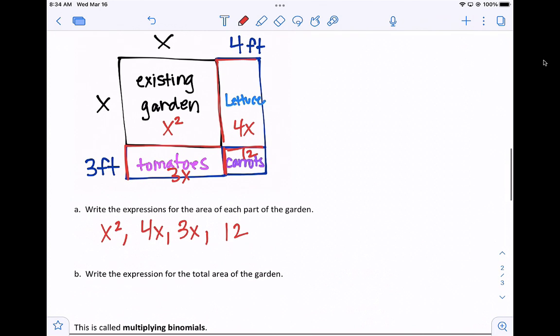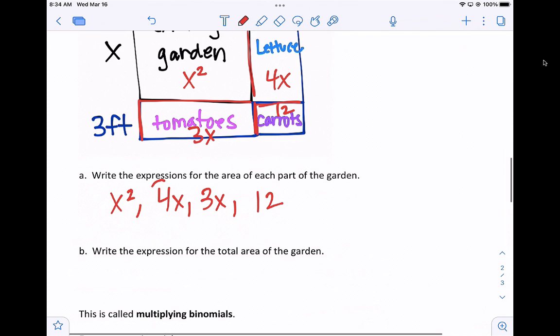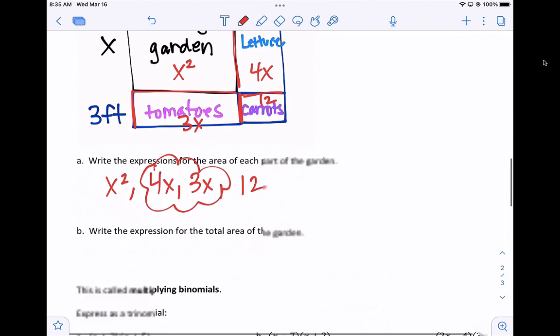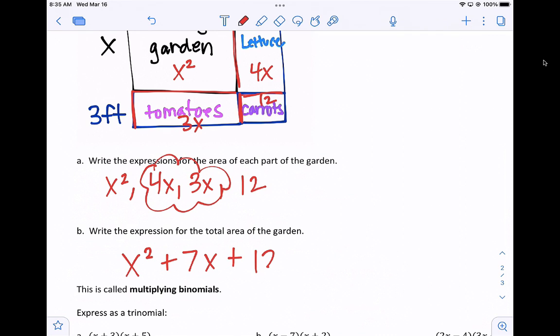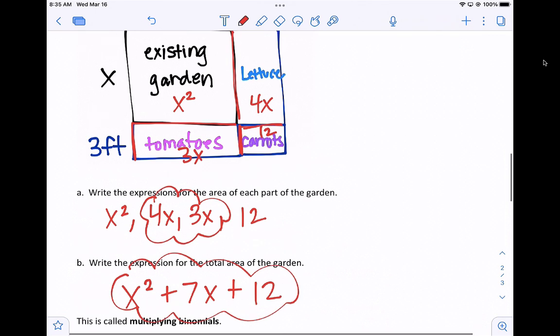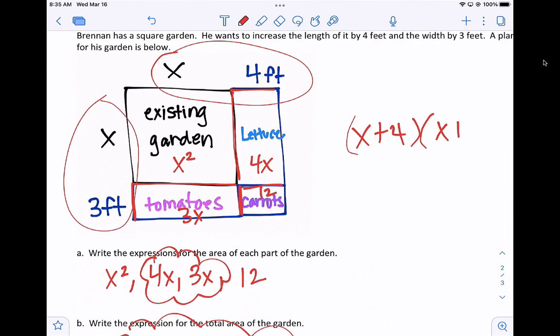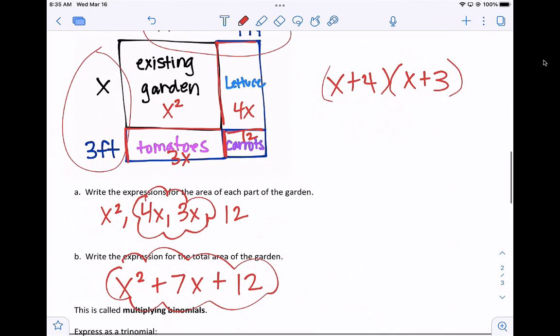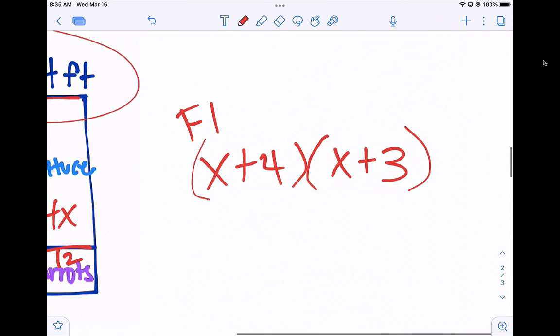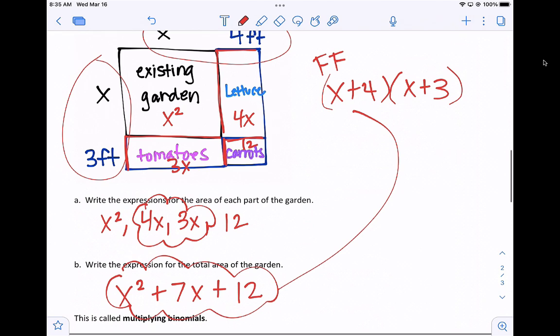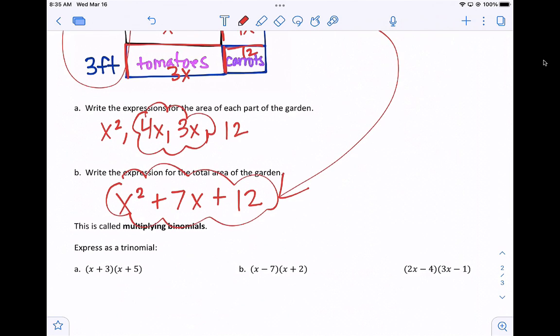So each part of the garden would be x squared, 4x, 3x, and 12. And then for the total area, we're going to add those together. And when we add them together, you can only combine like terms. 4x and 3x is 7x. So you have x squared plus 7x plus 12 would be the total area of the garden. And what we just did is we multiplied binomials. The two binomials that we multiplied were this x plus 4 and this other one, which is x plus 3. We multiplied those together, and that's in factored form right here, to get this thing called standard form, where you don't have the parentheses. So again, called multiplying binomials.